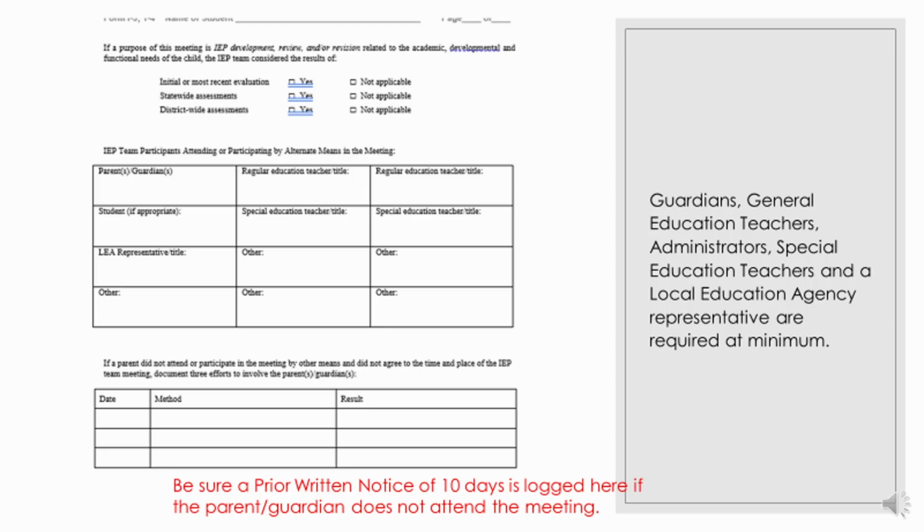Next, we record who attended and participated in the meeting. This is an attendance log only, and it is not an indicator of agreement with the contents of the IEP. Certain IEP team members are required to be present, especially parents, guardians. If the parents and guardians do not attend the meeting, at least 3 different efforts, like phone calls to gain information, mail and face-to-face invites, attempts to reschedule the meeting to involve the parents and guardians should be documented.